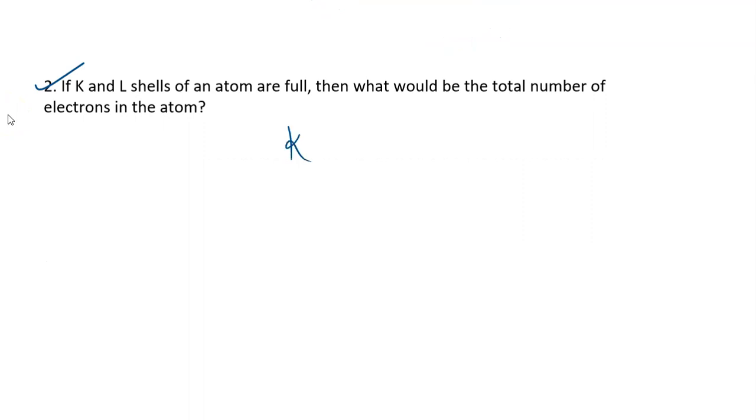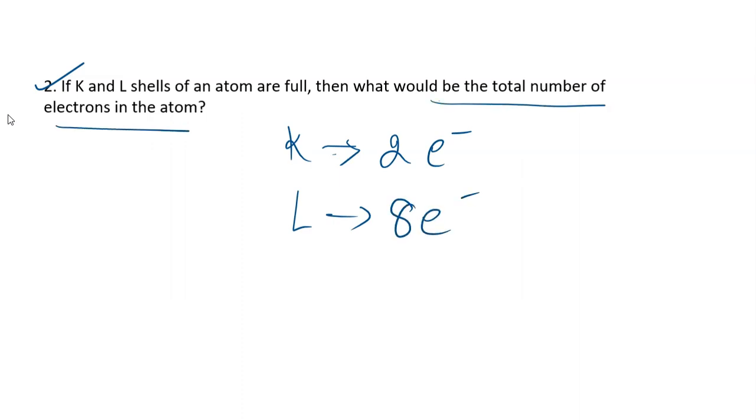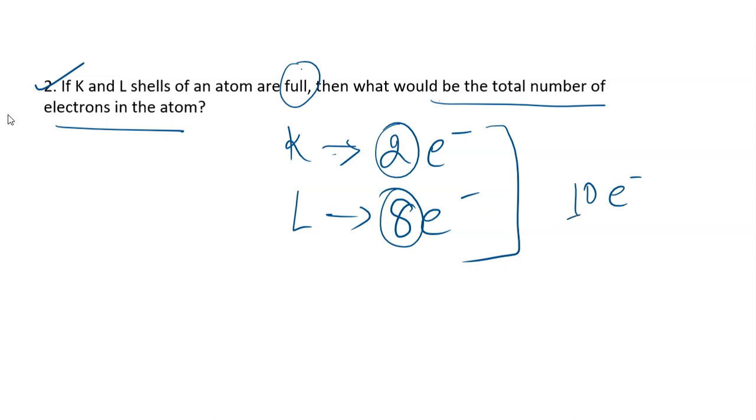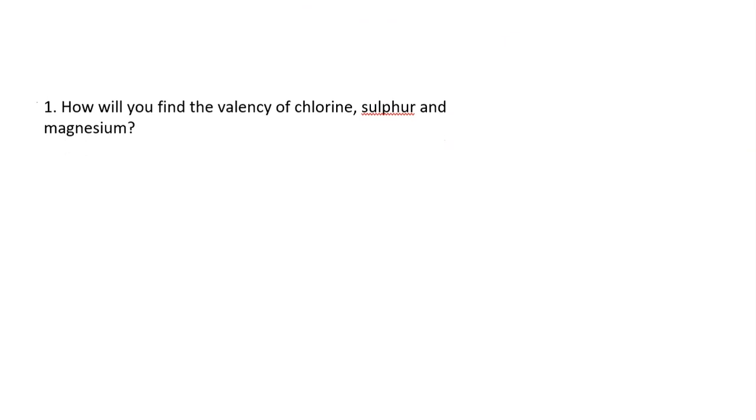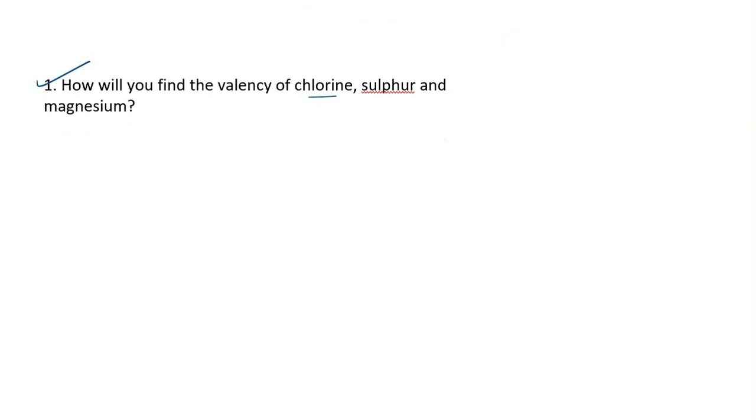So K has the capability to hold 2 electrons. L has the capability to hold 8 electrons. And what would be the total number of electrons in the atom if they are full? Full means they will contain the maximum number of electrons. So the answer is 10 electrons. And how will you find the valency of chlorine, sulfur and magnesium?